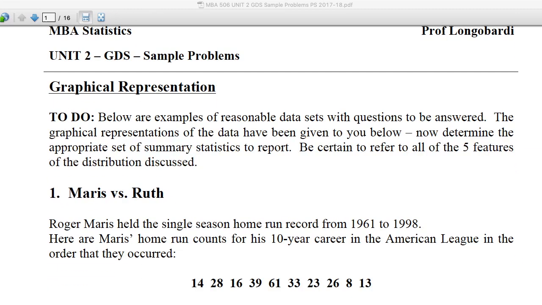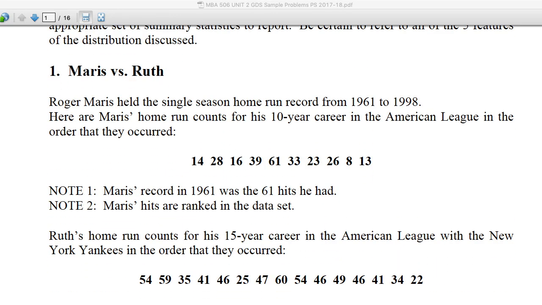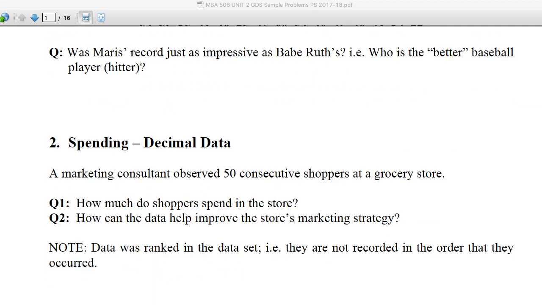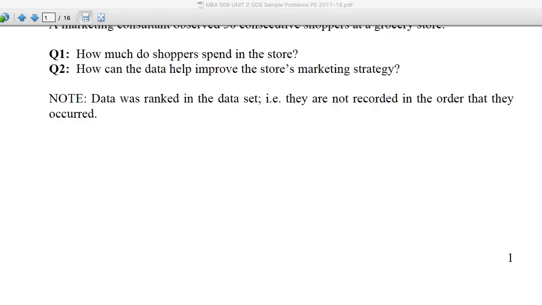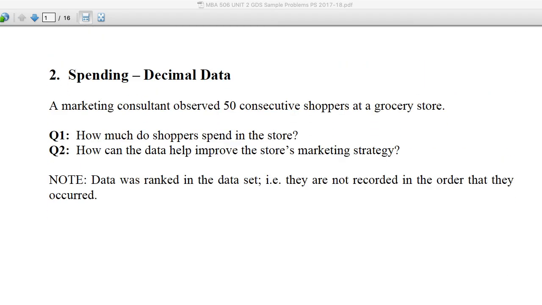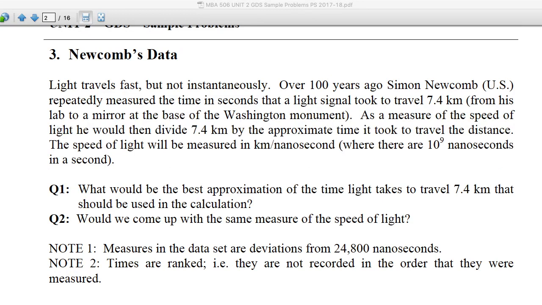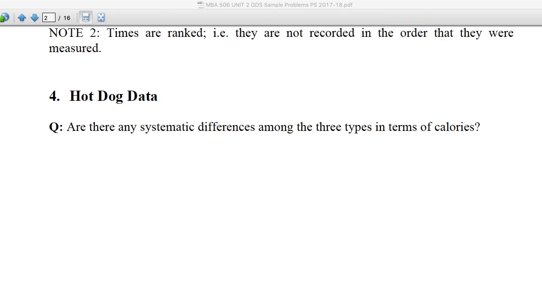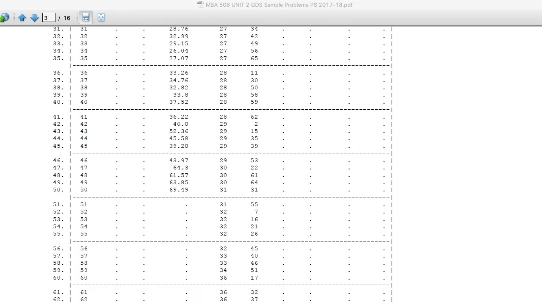Right, so this is the problem. This is the problem set, and you get this sample problem with Maris and Ruth, and I work that out in the notes and in here as well. This is the one we did in class, the spending data. And then there's a discussion of new com that I think I'm going to mention when we get to it. And then the hot dog data, which I describe in the notes.